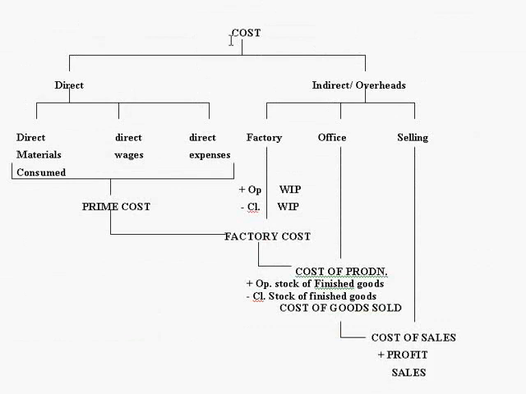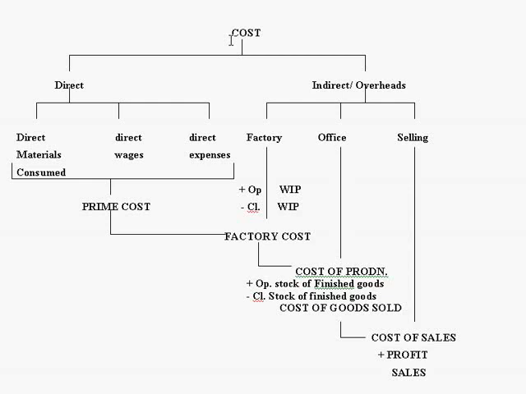First of all, all the costs are divided into two: direct cost and indirect cost. Direct costs are those costs which are directly attributable to the product, which have been incurred on the product. Is that okay? Indirect costs are all costs which are not direct cost. All costs which are not direct cost are indirect cost. Direct costs are divided into three: direct materials, direct wages and direct expenses.